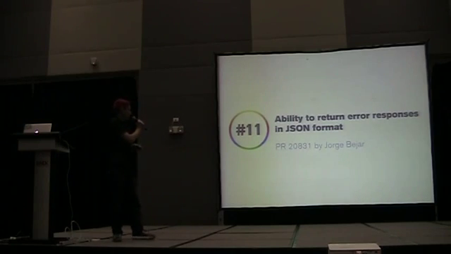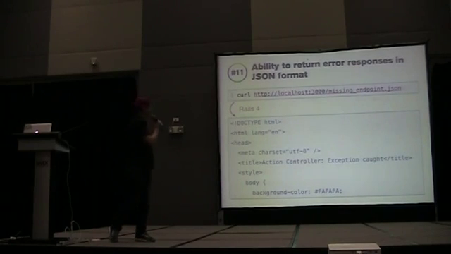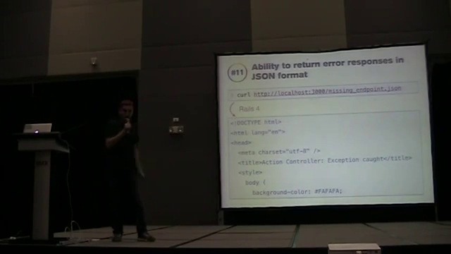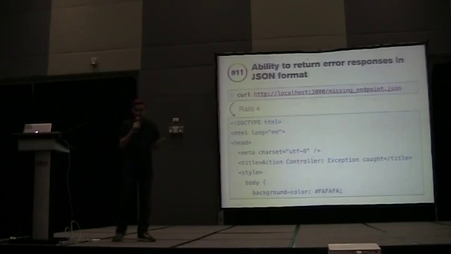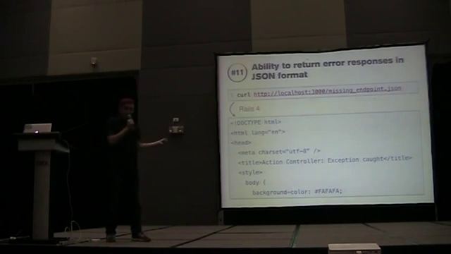Ability to return error responses in JSON. So this is what it means. Imagine your application responds to JSON, but then you get an exception. For instance, somebody is trying to get an endpoint that doesn't exist. So just a 404 error. The problem is that in Rails 4, the response that you get is actually in HTML. So if you have a client that only understands JSON, it's not going to understand this response. This has been improved in Rails 5.